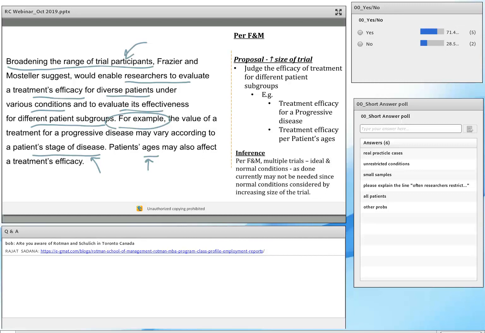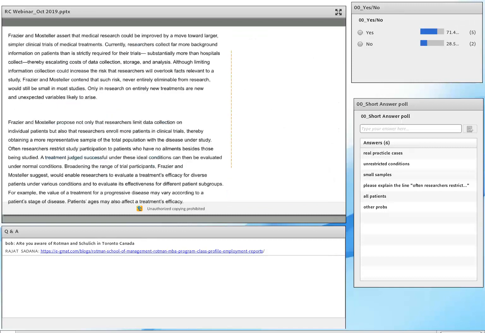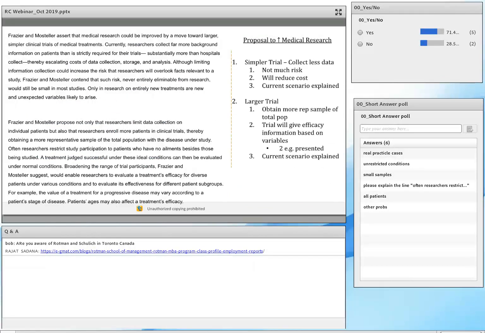So basically over here, if you think about it, as we've already said, multiple trials, ideal and normal conditions as done currently, may not be needed because the normal conditions themselves will be replicated by increasing the size of the trial. Right? Okay, so overall what we have over here is that F&M have presented a proposal to improve medical research: simpler trial and larger trial. Simpler trial: collect less data, not too much risk, will reduce the cost, and then he's explained the current scenario. Larger trial: again, what is the proposal, what is the benefit of that, and then the current scenario has been explained. Okay.